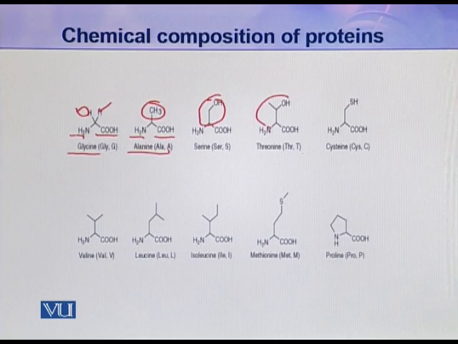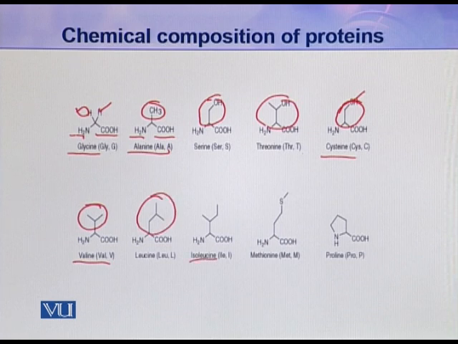Then threonine. This is a little bigger than the other amino acids. Then there is cysteine. This is the R group of cysteine. And in cysteine, you can see here sulfur is present. So cysteine is a sulfur containing amino acid. Then there is valine. Here the R group is this. Then leucine, the R group is this. Isoleucine has an R group like this. Then another amino acid is methionine. Methionine also contains sulfur. So cysteine and methionine, these two are sulfur containing amino acids.